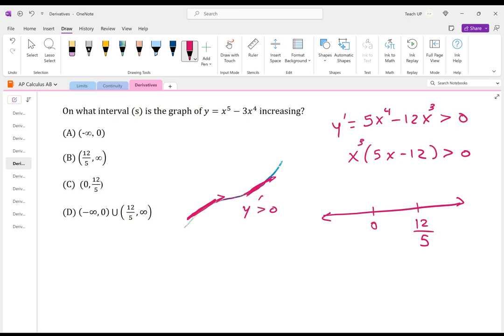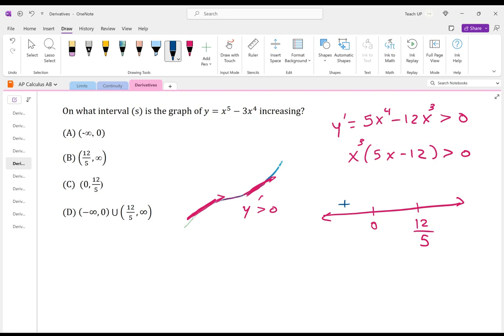So here, let's pick a number from negative infinity to 0. Let's pick negative 1. When x equals negative 1, negative 1 to the third power would be negative, so I would have a negative here. And then 5 times negative 1 is negative 5, minus 12 is a negative. So I have a negative multiplied by a negative, which is going to give me a positive. So in this interval, the first derivative is going to be positive.